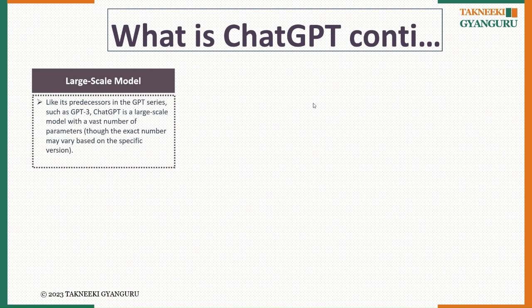Next is large scale. As you know, ChatGPT is large scale. It has different versions, and based on the data, it is increasing. Initially it was ChatGPT 3.0, then ChatGPT 3.5, now ChatGPT 4. ChatGPT 4 we still need to subscribe and pay for if we want to use it. A vast number of parameters is being used. These parameters depend on the version, because with more parameters, the version is greater.